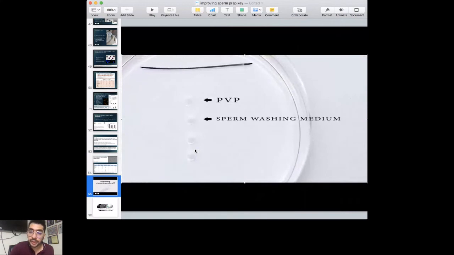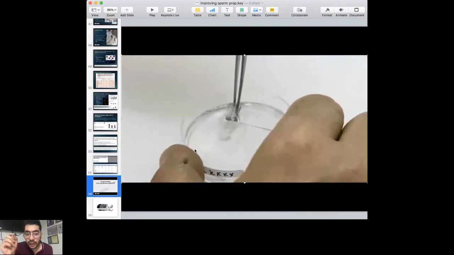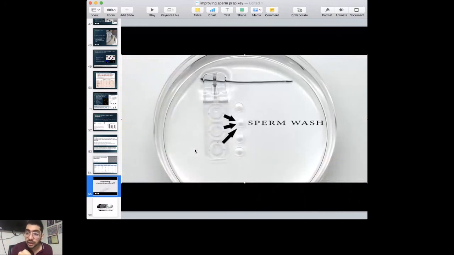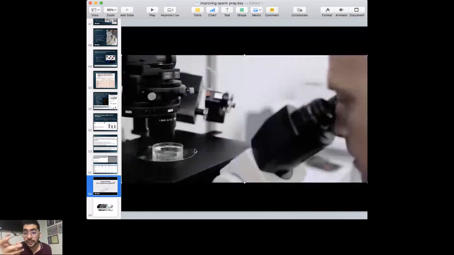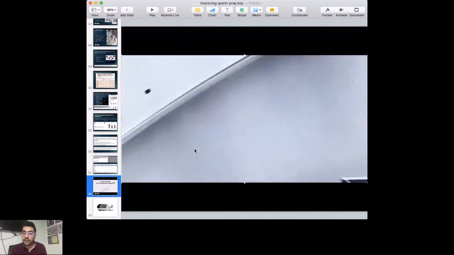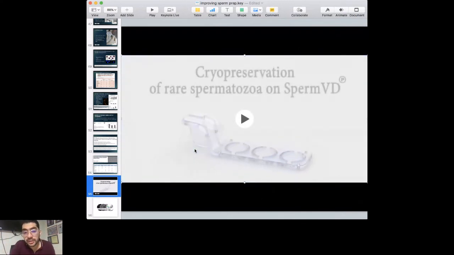So how do you thaw it? Basically create the same kind of dish where you have PVP and sperm wash, and directly place the device from liquid nitrogen back into the dish, and then load using your micromanipulator. You can just pick up the sperms from the droplet and put it back into the sperm washing media, or you can put it back into PVP, or you can directly wash it in PVP and directly do ICSI in the same sample, same dish. So this is the newest device which is available for sperm vitrification and freezing rare sperm. It allows sperm freezing with minimum preparation, minimum manipulation, and gives good outcomes as well.